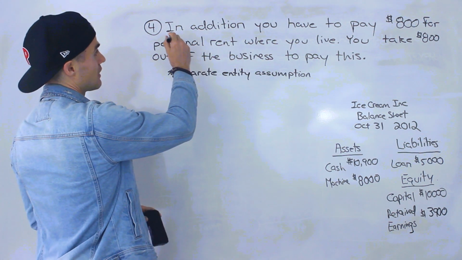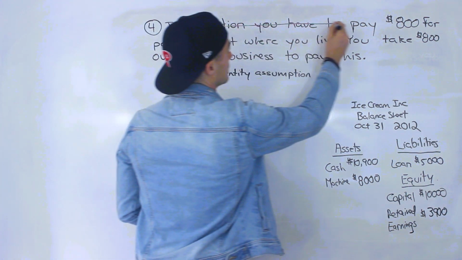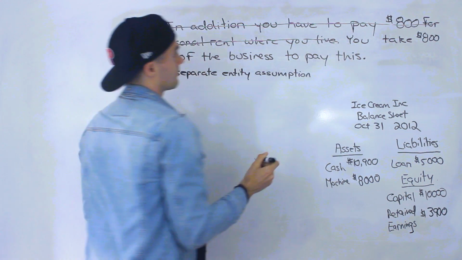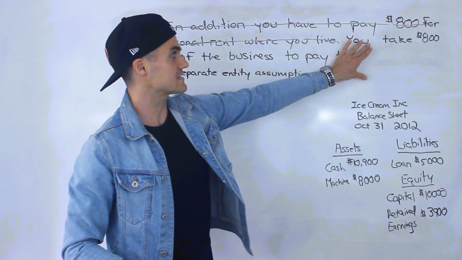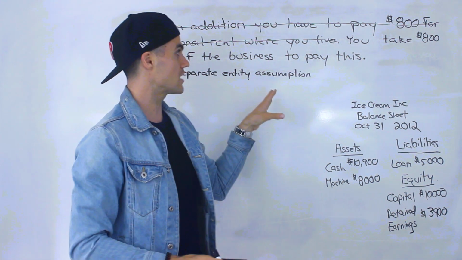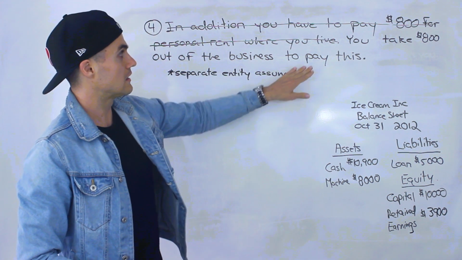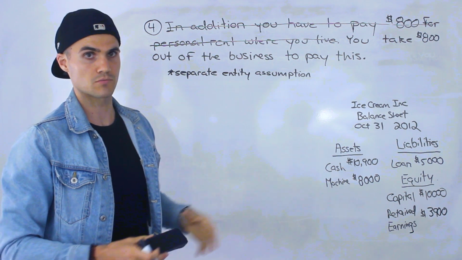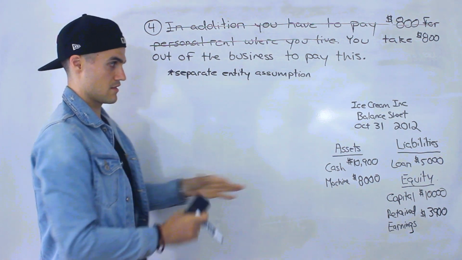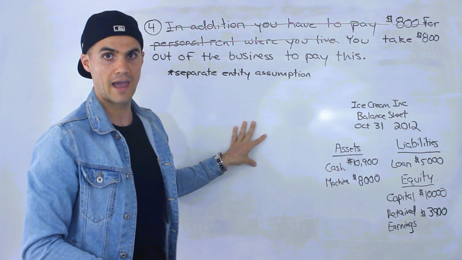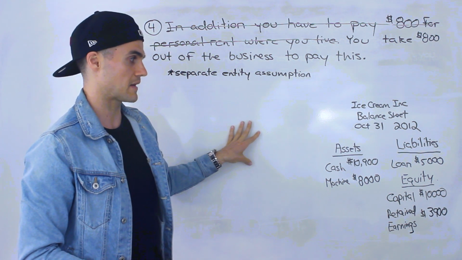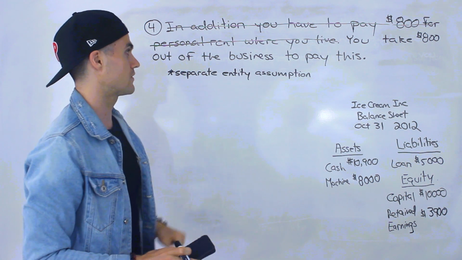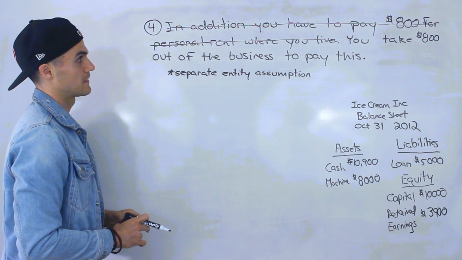And so actually this first sentence here is totally irrelevant. Right? If they didn't have this second sentence where you take $800 out of the business to pay the rent, and they only had the first sentence, then it wouldn't mean anything. We don't do anything with that because remember, the business, this right here, and the personal expenses of the owners, they are kept separate with that separate entity assumption.